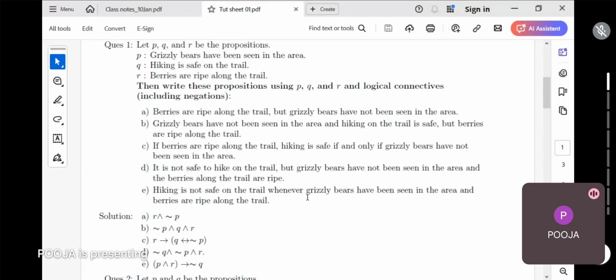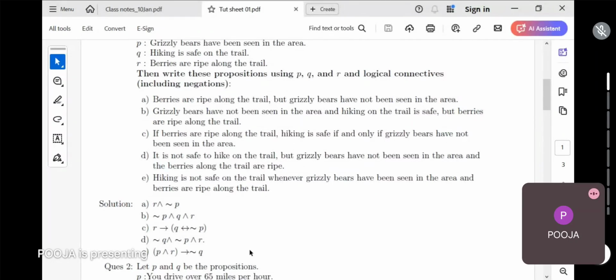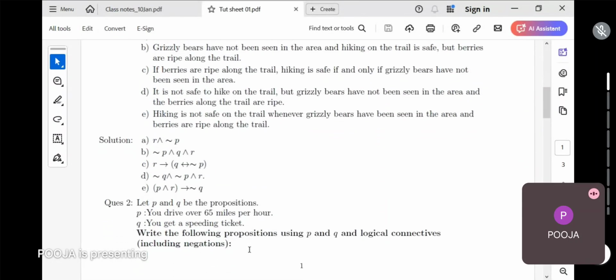What comes after whenever is P, which implies what comes before whenever, which is Q. P implies Q. Q whenever P. So in my case, P has become the whole statement after whenever, which is P and R. The condition is hiking is not safe on the trail, that is negation Q. So P and R implies negation Q. So this is the answer. Okay, next one.